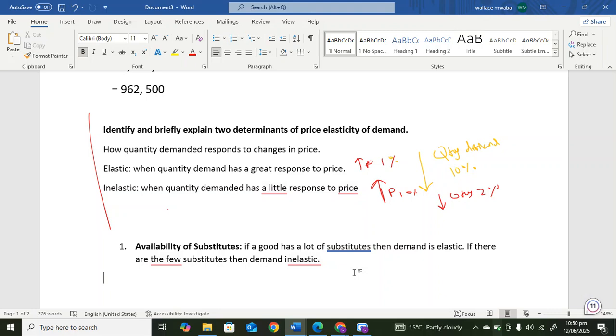When the percent change of quantity demanded is less than the percent change of price, then demand is inelastic. Those are just some pointers for you whenever you're dealing with such questions, because you'll usually be calculating percent changes. As you calculate your percent changes, you'll be able to see that if the percent change of quantity demanded is less than the percent change of price, then demand is inelastic.